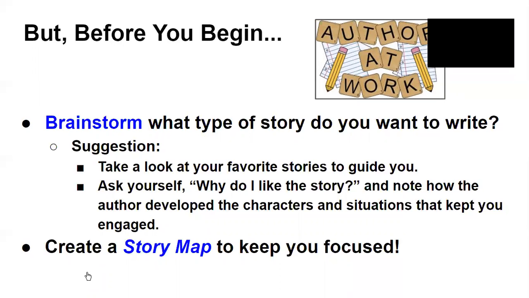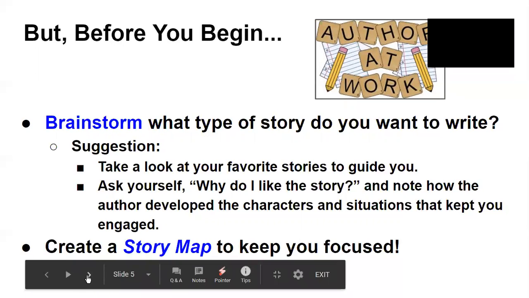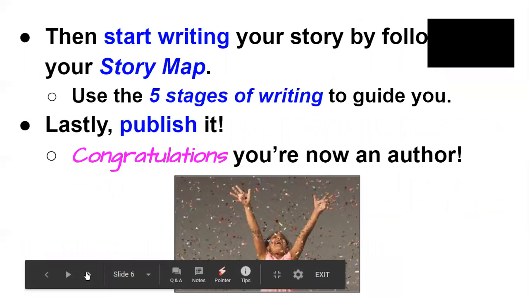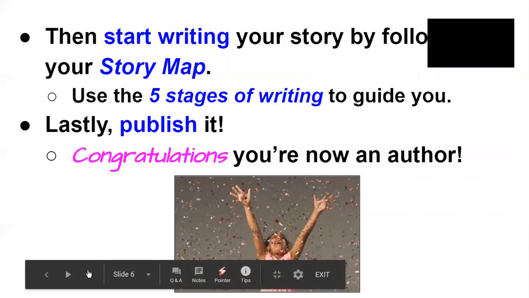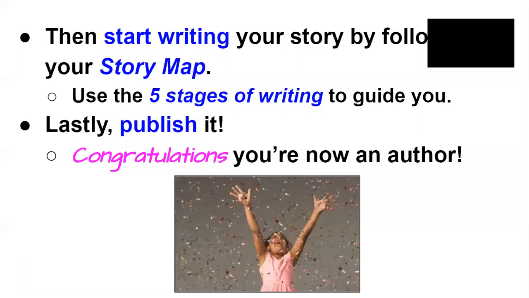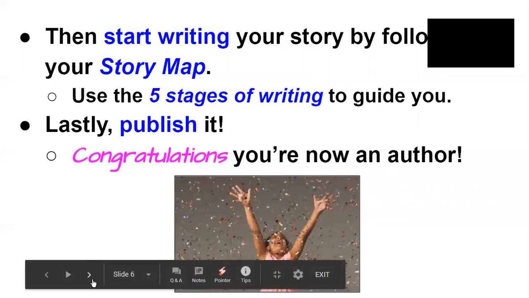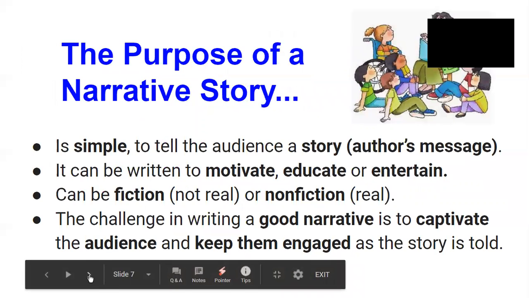Next, we're going to go on to creating a story map, which is very important. That's, again, to keep you very focused in creating your story. Then you can start writing your story by following your story map. You're also going to use the 5 stages of writing to guide you to make sure that everything you wanted to talk about in your story is complete. And lastly, you're going to publish it. And then after that, you can share it with your friends and your family, and congratulations, you are now an author.